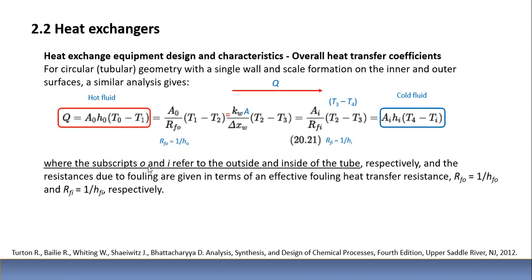Where the subscripts O and I refer to the outside and inside of the tube respectively, and the resistances due to fouling are given in terms of an effective fouling heat transfer resistance, as you see there. Outside resistance and inside resistance respectively. Lo que usted observa aquí, outside resistance y aquí inside resistance. Inside quiere decir dentro del tubo y outside por fuera del tubo. Y esta delta X es el espesor de la pared del tubo.